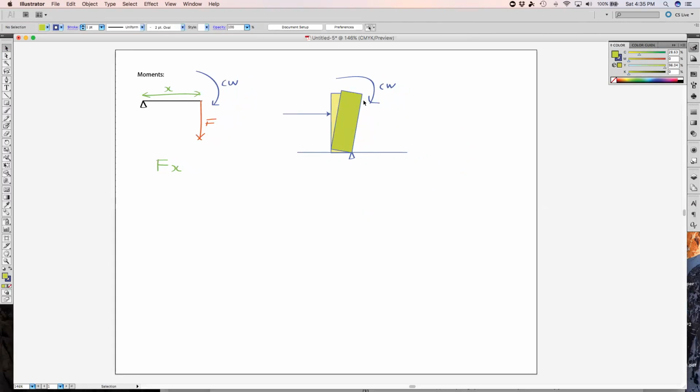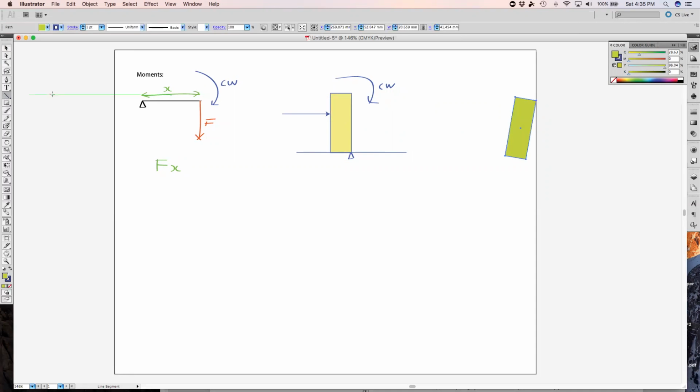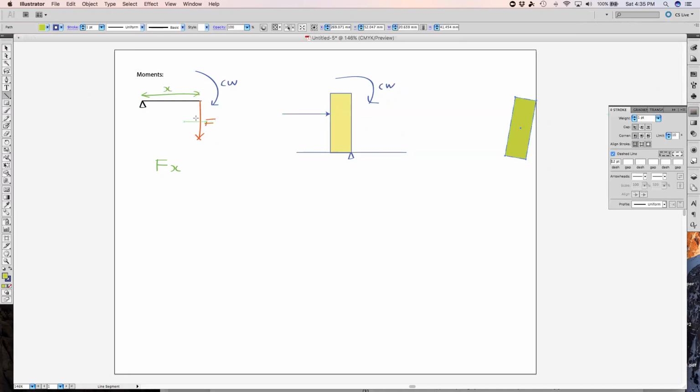So the clockwise moment of this force is, again, the force multiplied by the perpendicular distance. This force is acting along a line called the line of action of the force. This force is acting along this line. That's called the line of action of the force. It's an infinite line, if you will. The line goes backwards and forwards. This force is lying along that line, acting along that line.